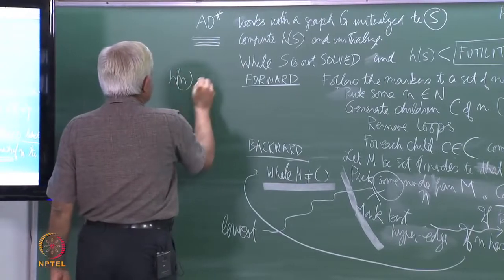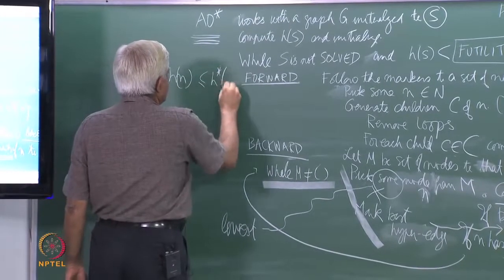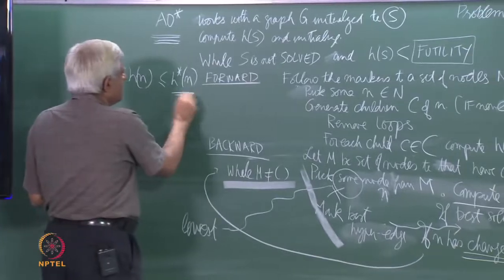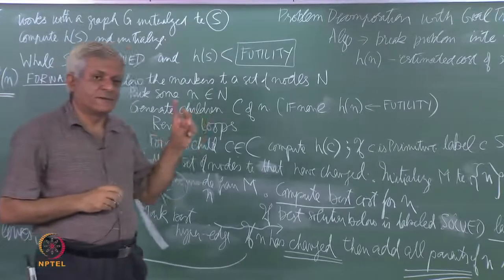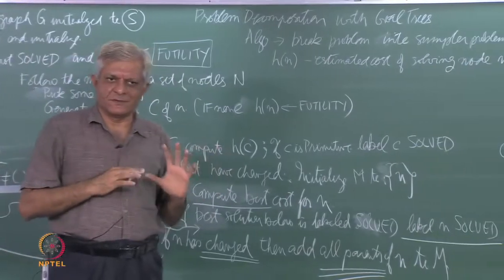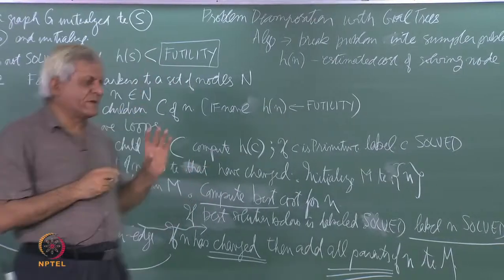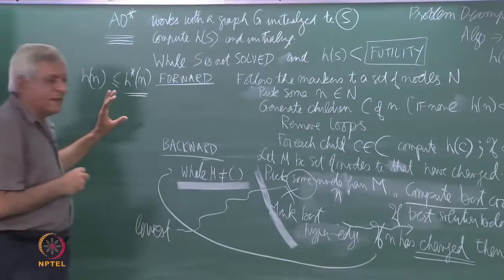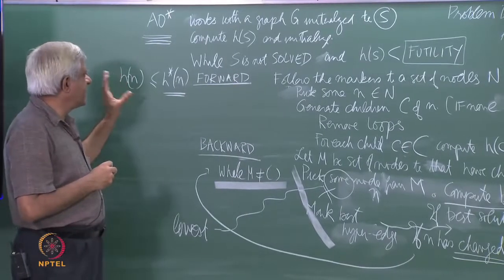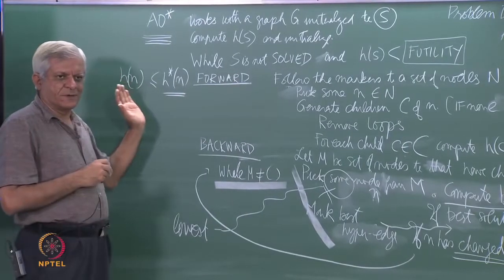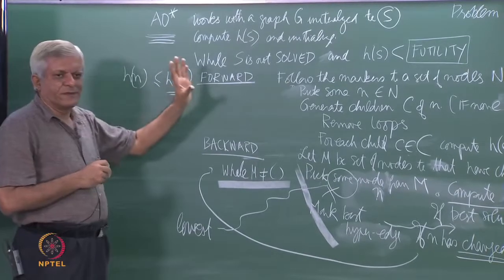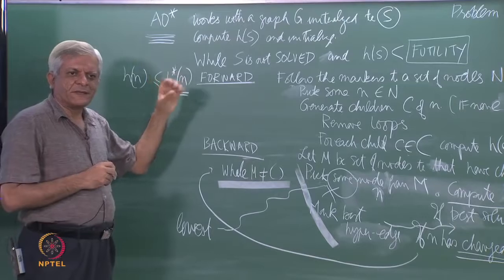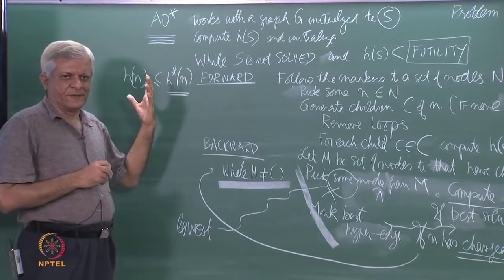What does this mean? This is the optimal cost solution, and the algorithm is designed to find the optimal cost solution, and what we are saying here is that as long as the heuristic function underestimates the optimal cost, then it is going to give you an optimal solution.